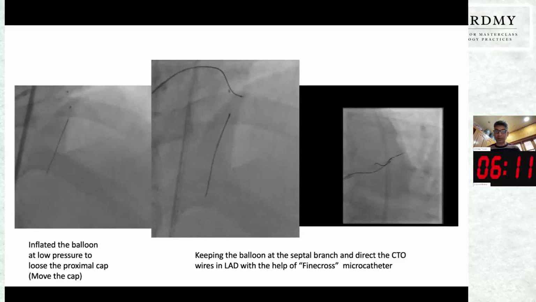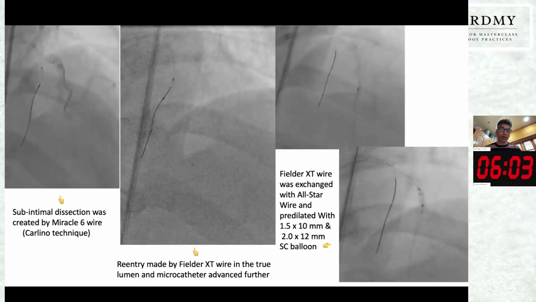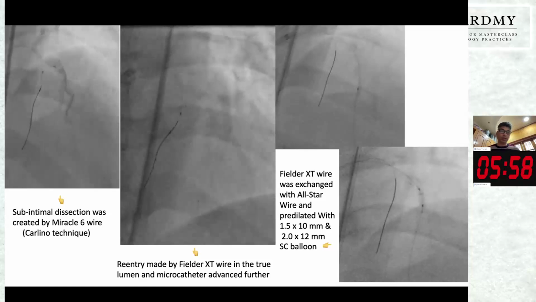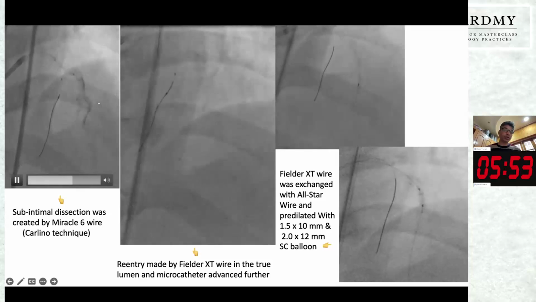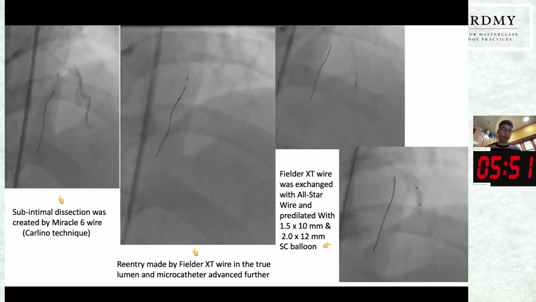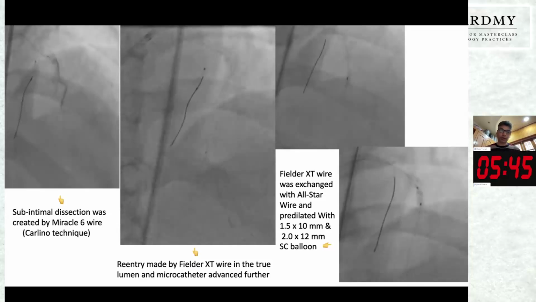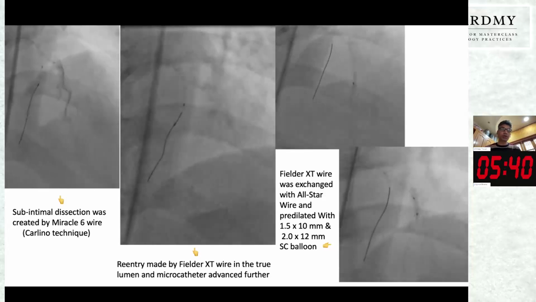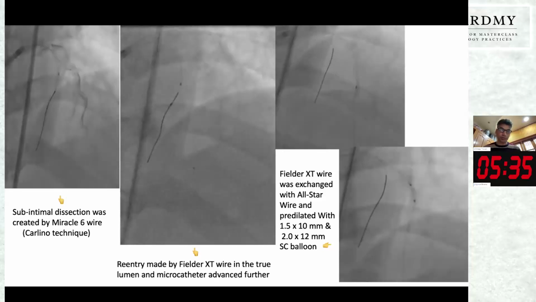With the Miracle 6 guide wire we achieved this entry, and then some dye was given through the microcatheter, and it showed that it was in the subintimal space, and this was basically where we were at that time. This is called the Carlino technique, just increasing the space in the subintimal area. So now we have created subintimal dissection, and space is there.